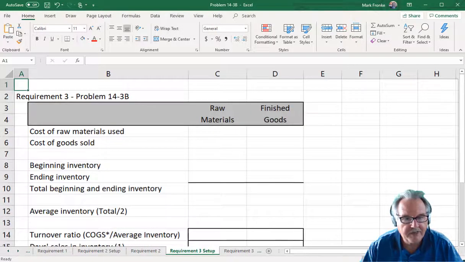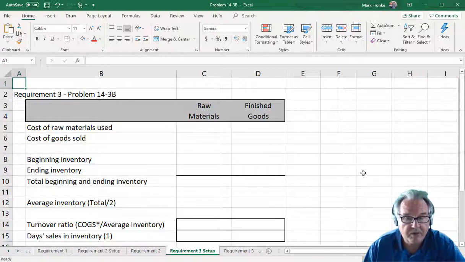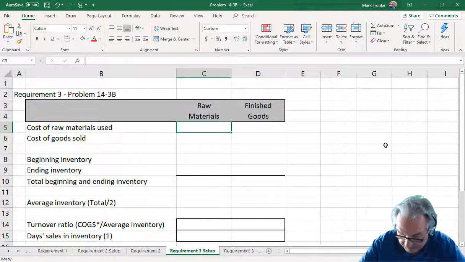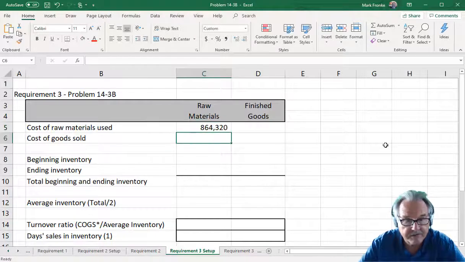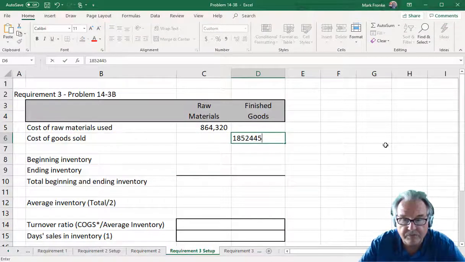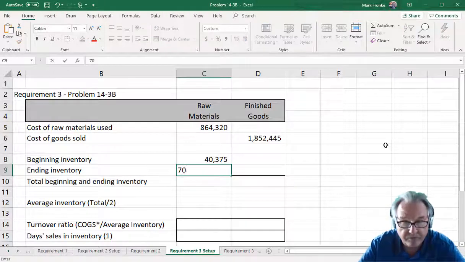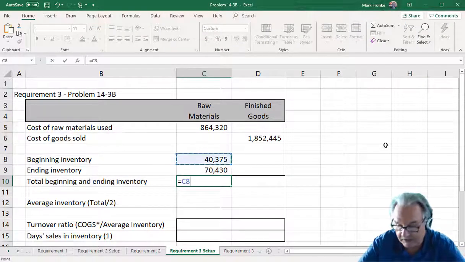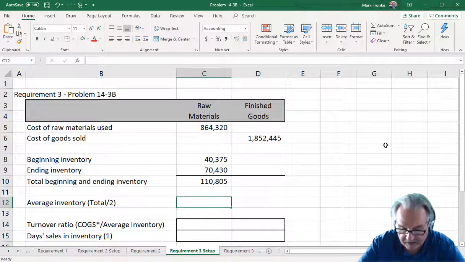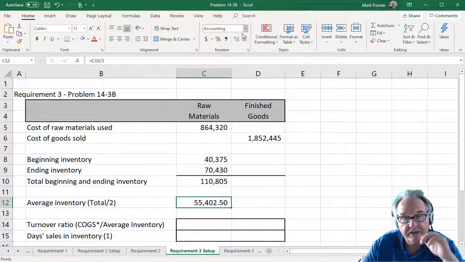Requirement 3, they're asking us to drop in these columns, raw materials and finished goods. So the cost of raw materials used was $864,320. Cost of goods sold from the income statement was $1,852,445, right off the income statement. We had beginning inventory of raw materials of $43,375. We had ending inventory of $70,430. So total beginning and ending inventory is $110, and we're going to get an average. So I'm going to divide that by 2, 55,403.